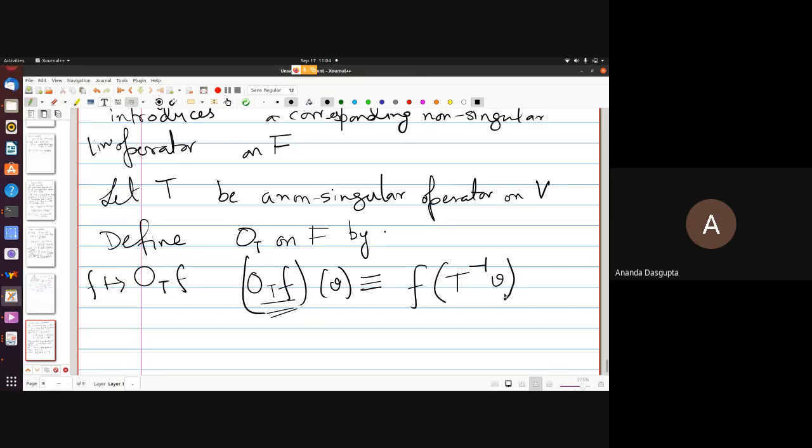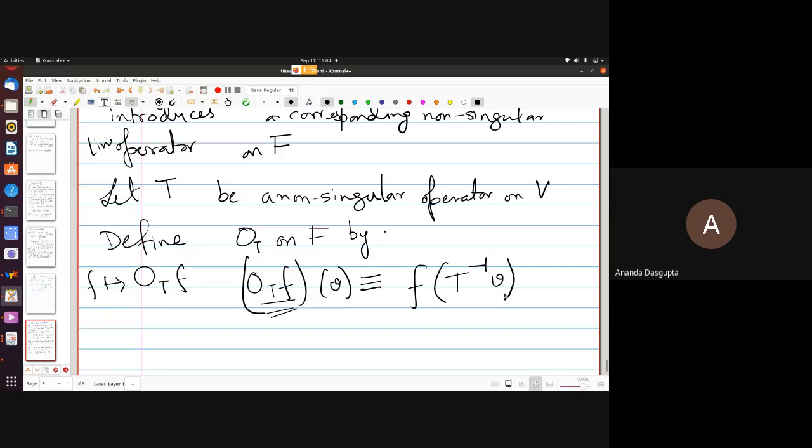So OTf, the new function, acting on the vector V, is the same as the old function f, the original function f, acting on T inverse V. So this is how you define this. Okay, this is of course true for any function f. So for any function small f, you get a new function OTf by following this rule.